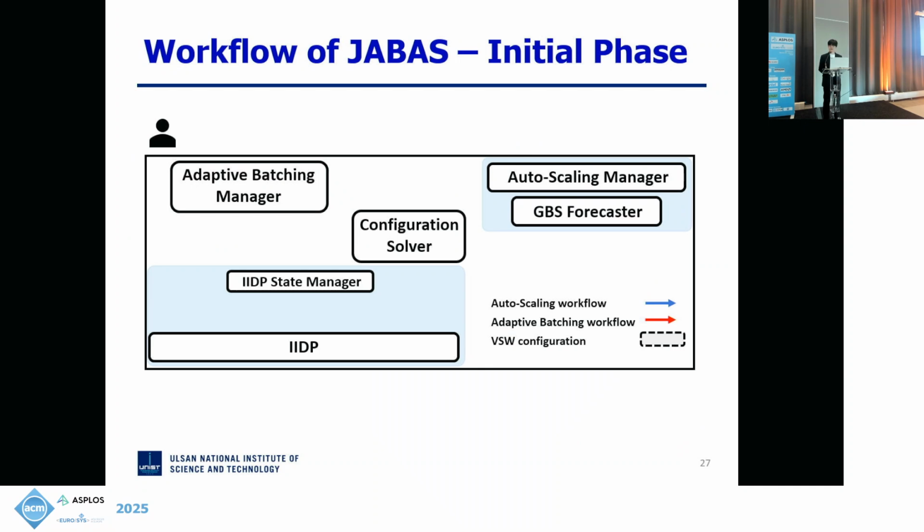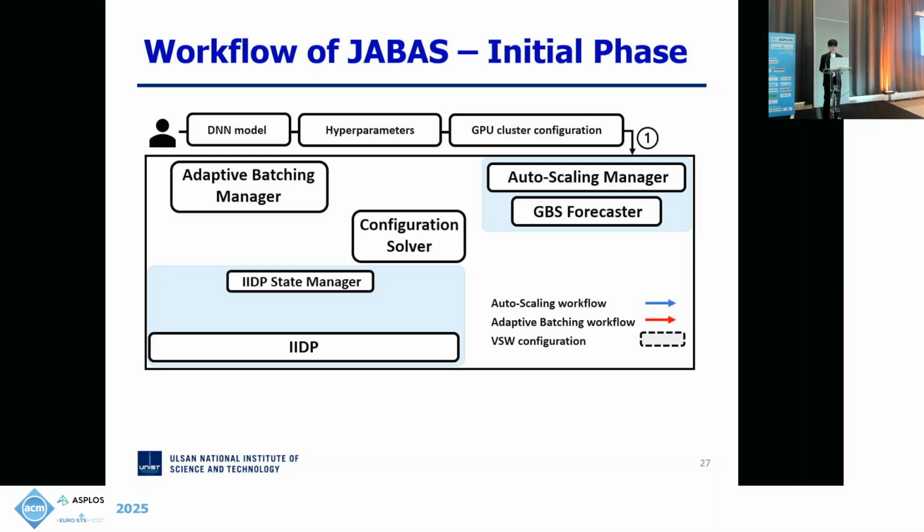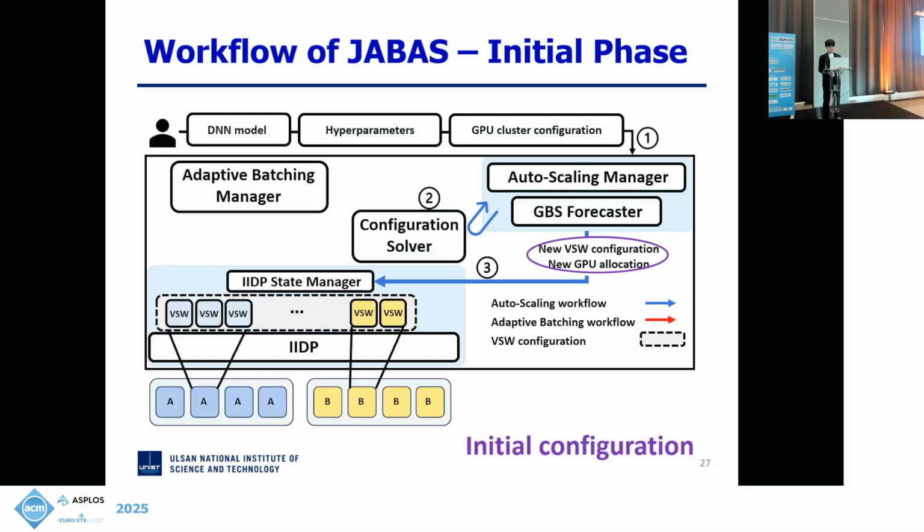Now, I will explain the workflow of JABAS. First, the user gives the DNN model, hyperparameters, and GPU cluster information. For the initial GBS, JABAS first finds the best VSW configuration and GPU allocation using the autoscaling manager and configuration solver. Then, this initial configuration is sent to the IIDP state manager and the job is executed on IIDP.